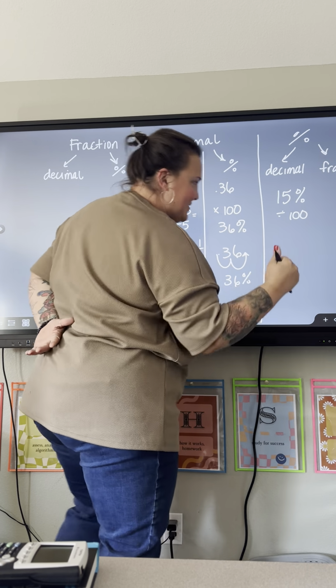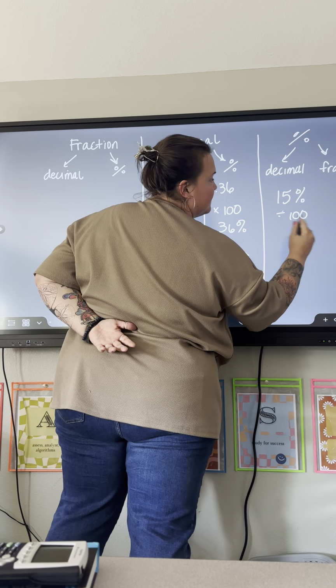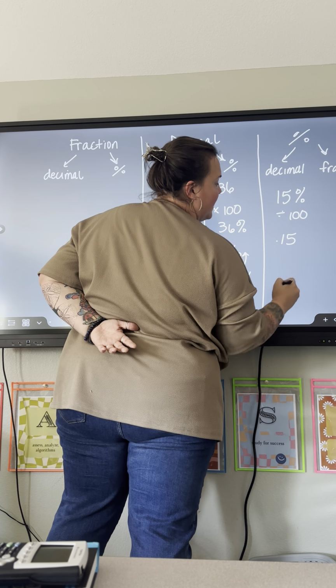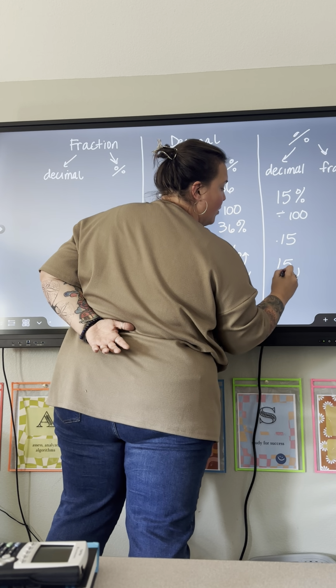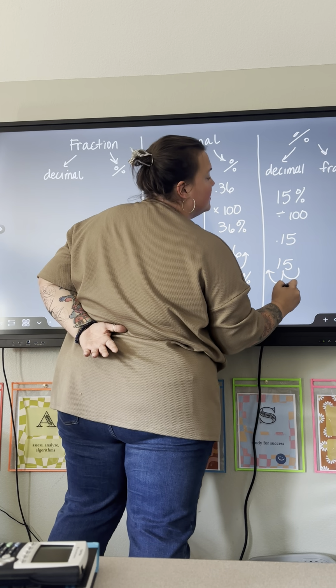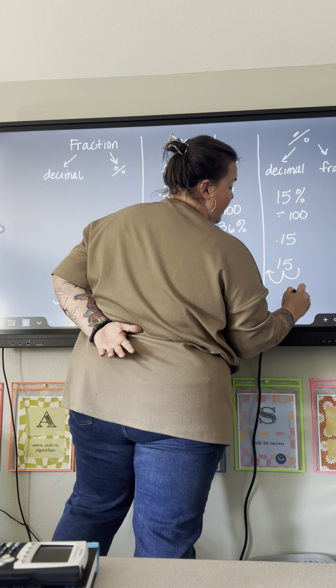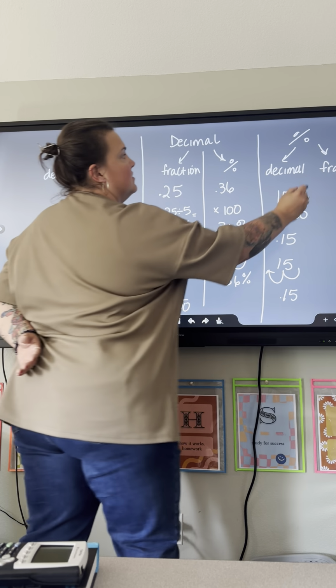This one's that way, that one's this way. So 15% divided by 100 is going to give me 0.15. Or moving the other way, still I'm going to get 0.15. Okay, that's not too bad. Look at us.